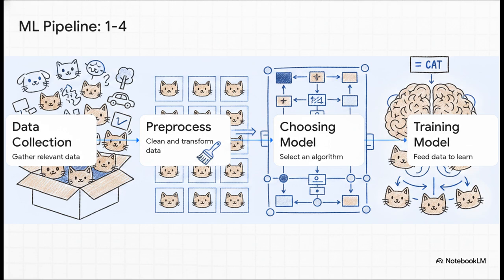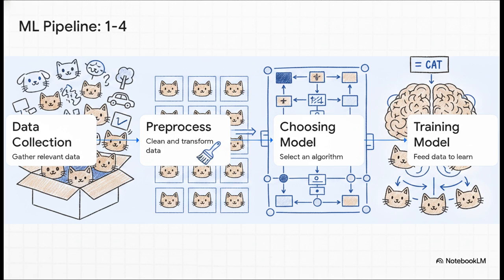First, you have to gather thousands of images of cats and, just as importantly, non-cats. Step 2 is data pre-processing. You can't just throw raw data at a machine. You've got to clean it up, maybe resize all the images to be the exact same dimensions, and handle any weird missing values. Step 3 is choosing the model.